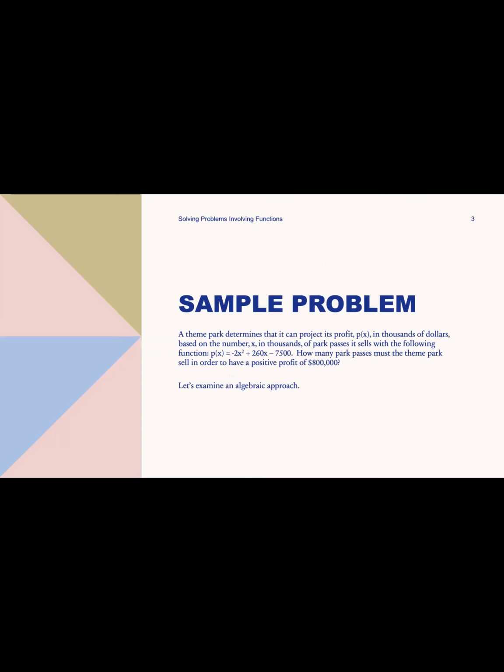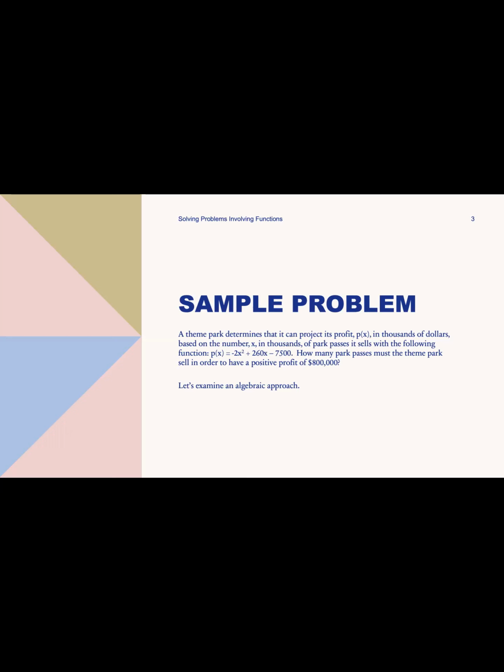Here's our sample problem. A theme park determines that it can project its profit, P of X, in thousands of dollars based on the number X in thousands of park passes it sells with the following function. P of X equals negative 2x squared plus 260x minus 7,500. The question is, how many park passes must the theme park sell in order to have a positive profit of $800,000? We're going to move through a couple of different strategies on how to solve this problem.